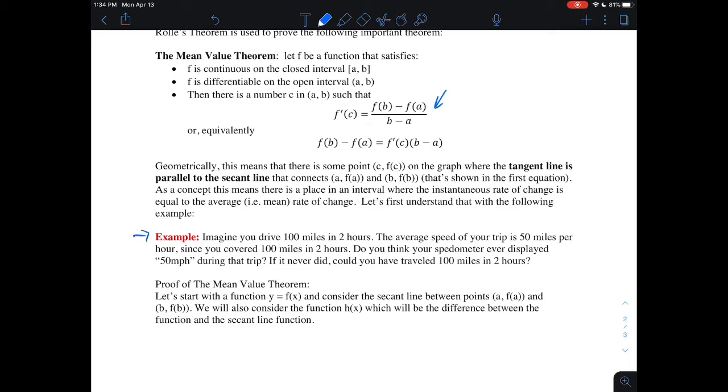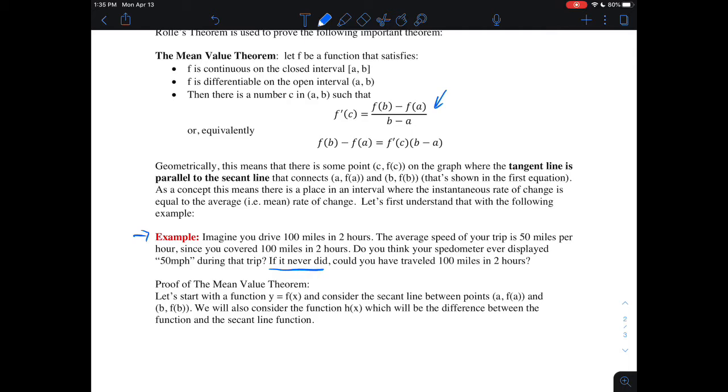Imagine you drive 100 miles in 2 hours. The average speed of your trip would then be 50 miles per hour. Because you drove 100 miles and that happened in 2 hours, your average speed is 50 miles per hour. So if you think about that trip, do you think your speedometer ever displayed 50 miles per hour during that trip? If it didn't, so what if you assumed it never read 50 miles per hour?